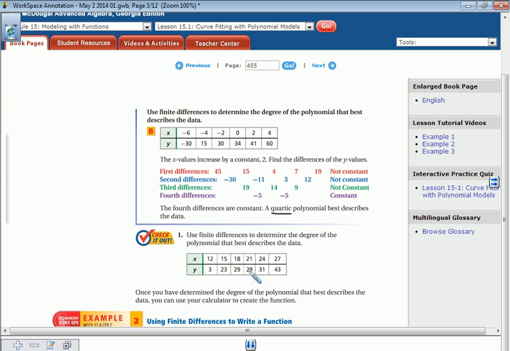So take a look at this table. See if you can find the differences and determine the type of polynomial. If you'll hit pause on the video, and when the students are ready, press play, I'll have the answer ready for them.